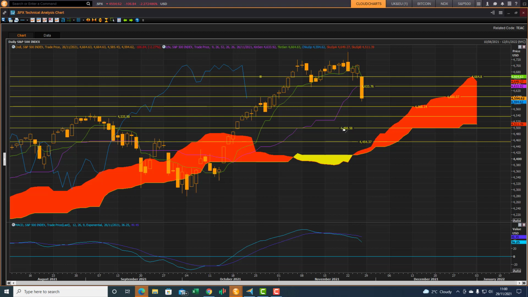Yeah, 4498 is a significant line in the sand. If prices dip below this level, then we're going from a bullish to a bearish outlook. But so far, price action is still above the cloud, so that remains bullish with downside risk to these key support targets.